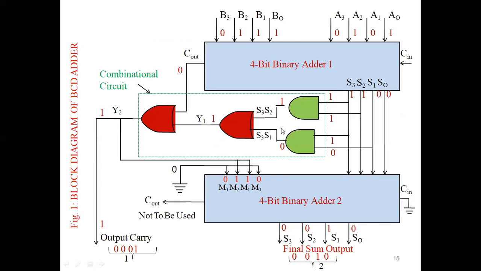See here, what is the A value? 5. That is 0101. And B value 0111, that is 7. Add them. What is B0 and A0? Add 1 and 1, that is 10. So here S0 value will be 0 and the carry will remain 1.